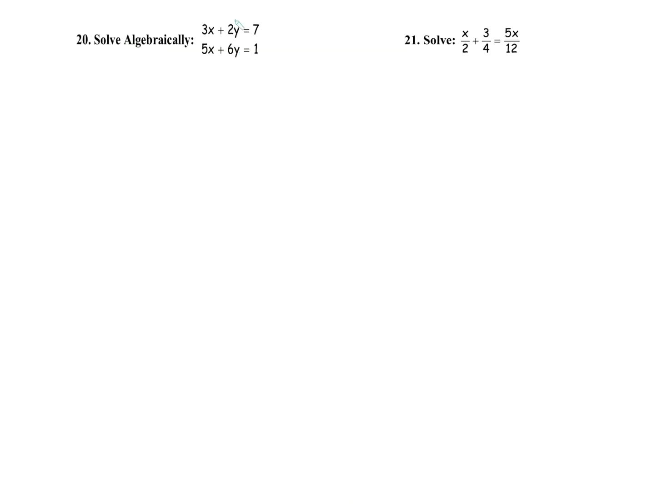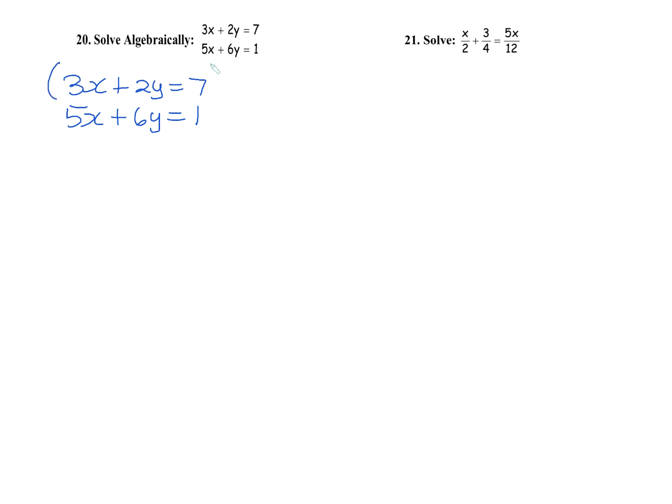Okay, we have to solve algebraically. So here we have two equations. So this is your systems of linear equations. So I have 3x plus 2y equals 7 and 5x plus 6y equals 1. So I notice I can't get rid of any variable, and in order to solve this, we have to make a variable the same.